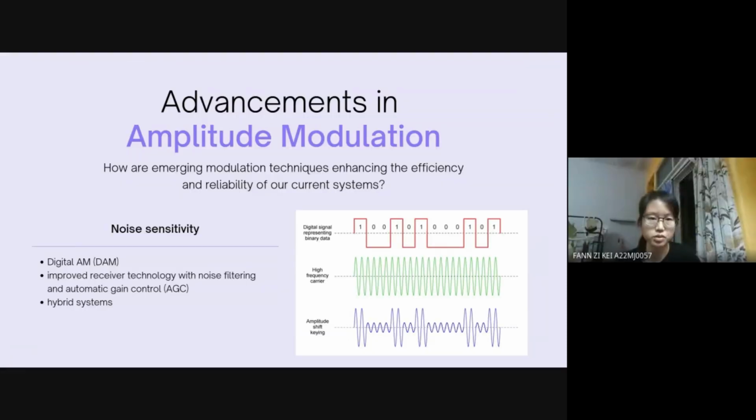So now I'm going to talk about the advancement in amplitude modulation. Just now we heard that there are a lot of weaknesses about amplitude modulation. The first one is noise sensitivity.